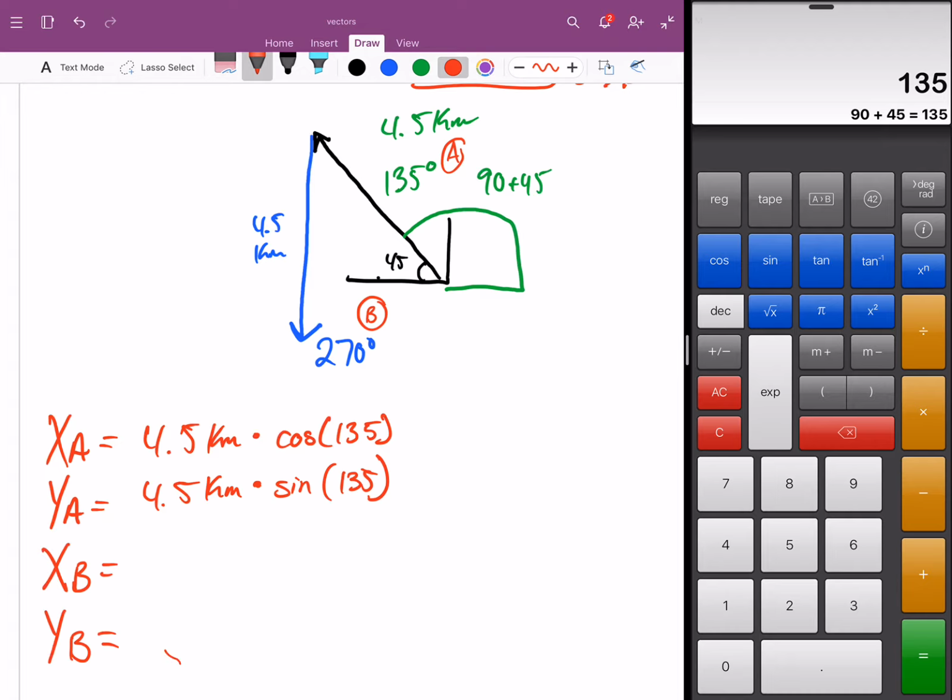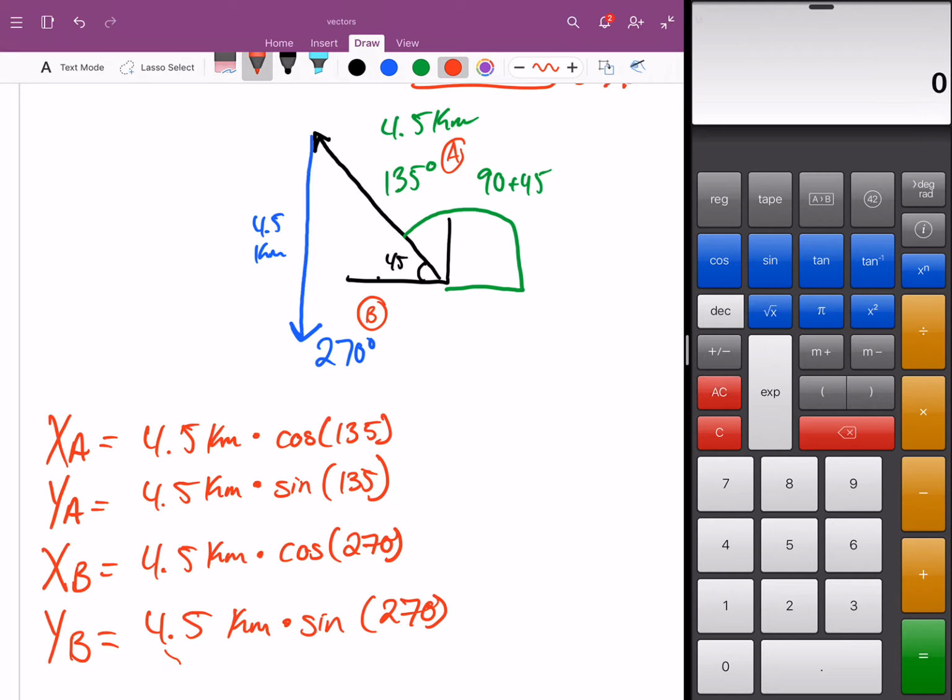XB, 4.5 kilometers cosine to the south, 270. And finally, YB, the same thing, 4.5 kilometers times the sine of 270.